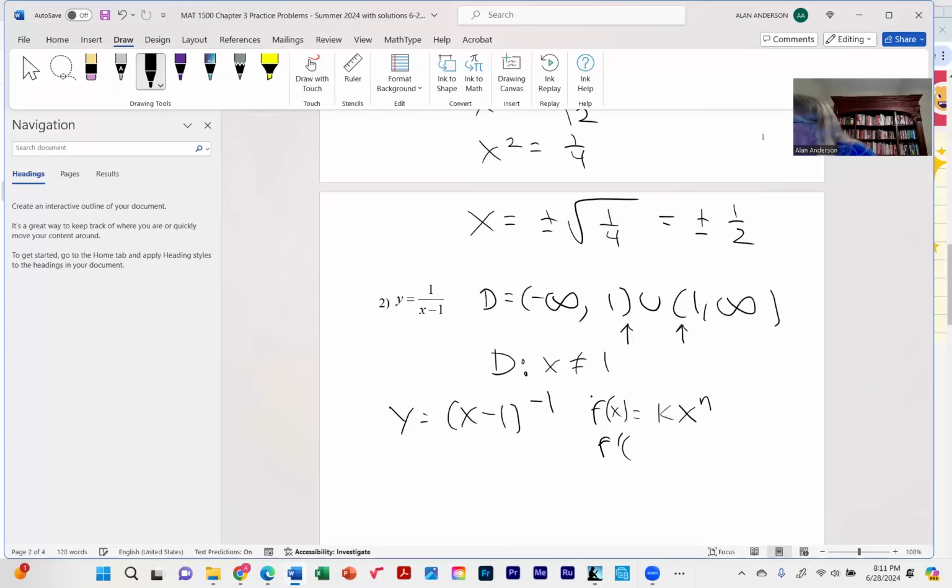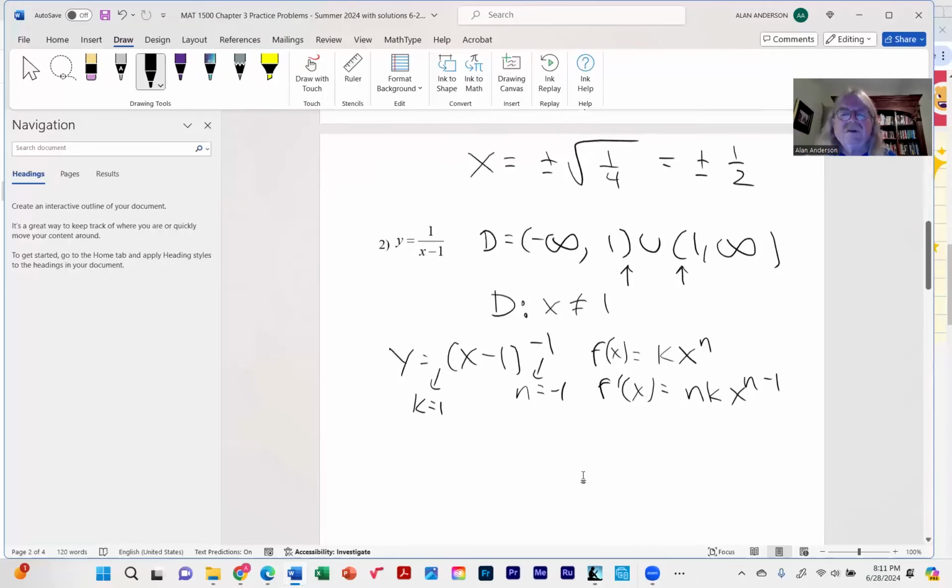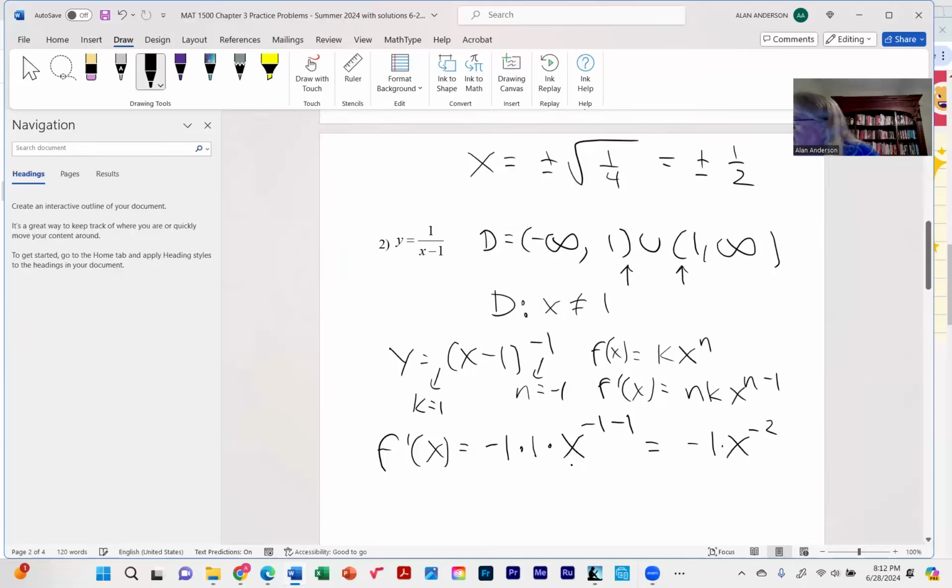And therefore, f prime of x is n k x to the n minus 1. And so here, there's an implicit 1, that's our k, and n is negative 1. So the derivative, based on the power rule, is negative 1 times positive 1 times x to the minus 1 minus 1. And we end up with minus 1 x to the minus 2, or negative 1 over x squared.